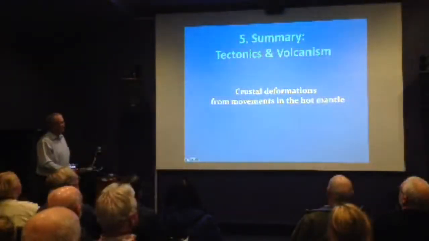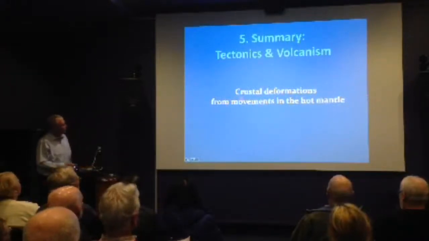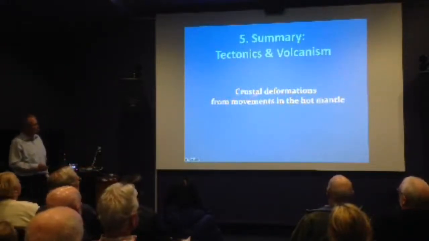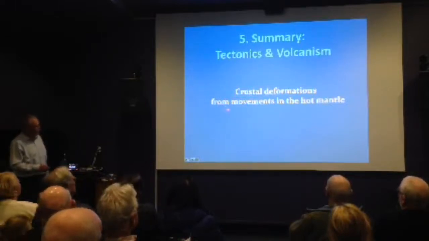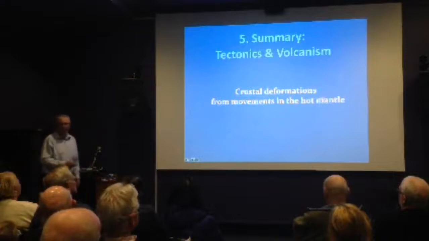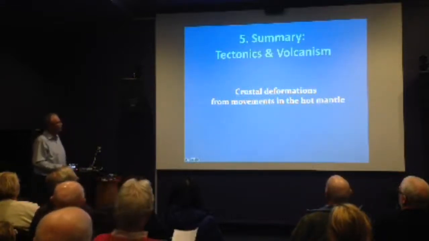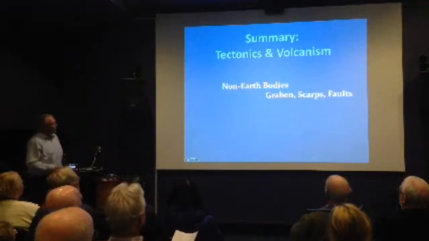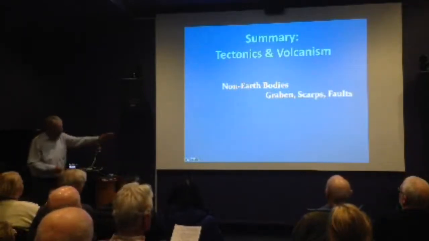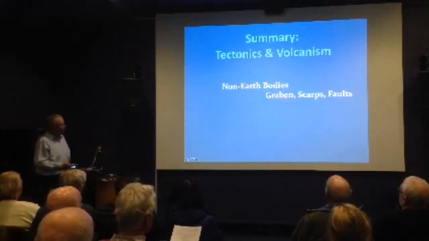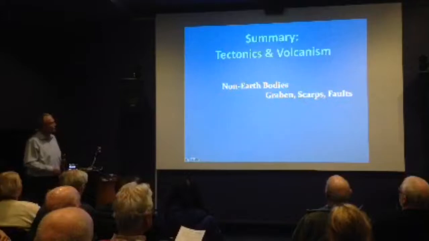So, just summing up, and then we'll move on to our little movie lecture. Tectonics and volcanism, we've learned, refers to crustal deformations, big deformations on the relatively tiny crust, from big movements and activity going on in the hot mantle, because it's hot in there and that heat's trying to get out. You have non-Earth body things. We have dips or sunken patches, which people in their wisdom call graben. We have scarps, which is a fancy word for cliffs, and we have fault lines.